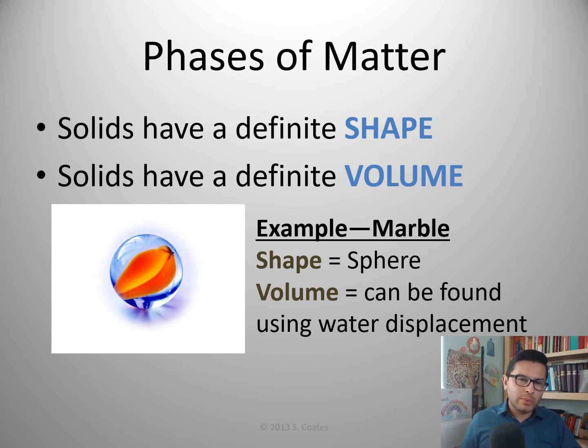Here in the example, we have a marble. The shape of a marble is a sphere, and the volume can be found either mathematically or we can drop it into a graduated cylinder and see how much the water rises.